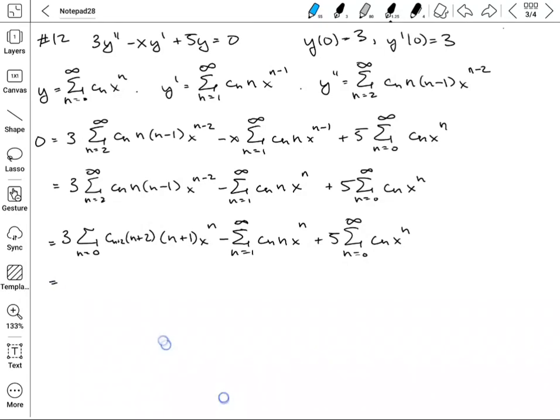Now I want to make sure all my sums have the same lower indices. Since I've got 2 n equals 0, I'm going to try to take that middle term to n equals 0 as well. I'm moving my 3 inside just because I like the way that looks. And then I put a square bracket around so that I remember to distribute my minus on that sum. Be careful here in general.